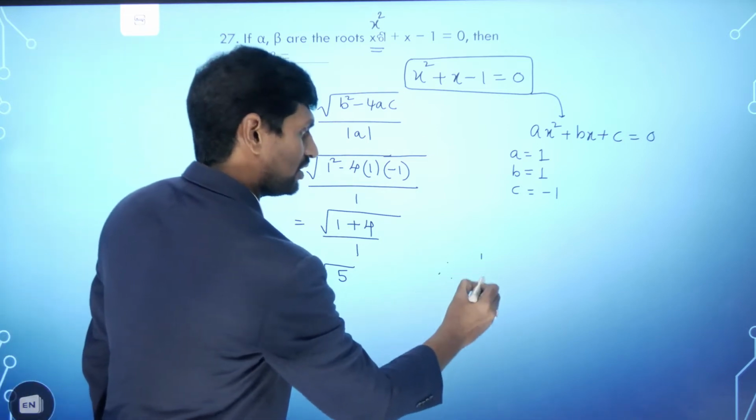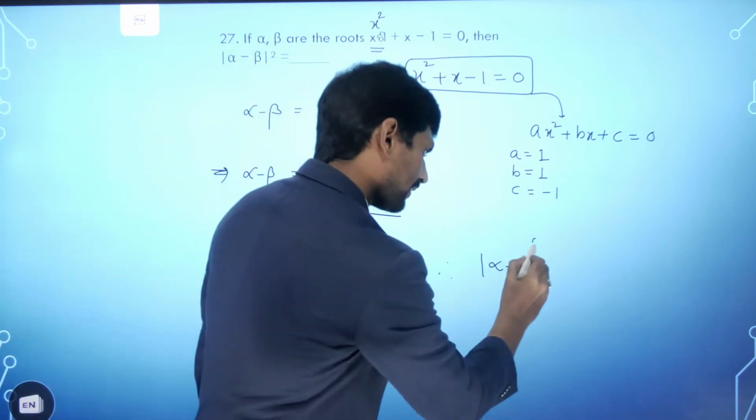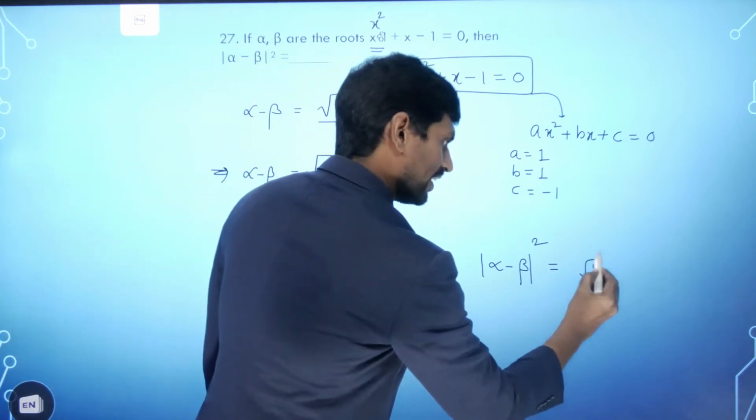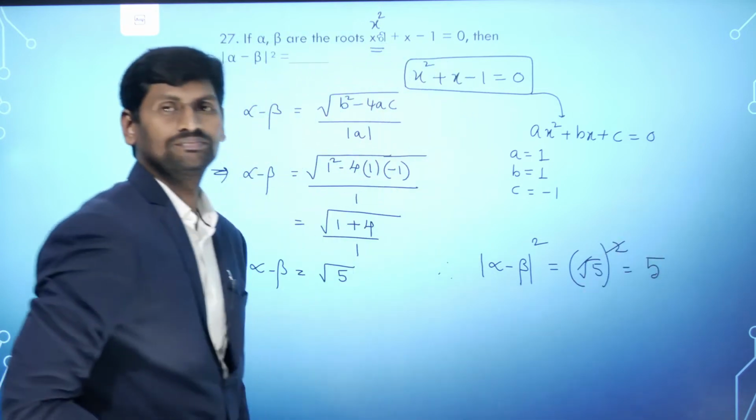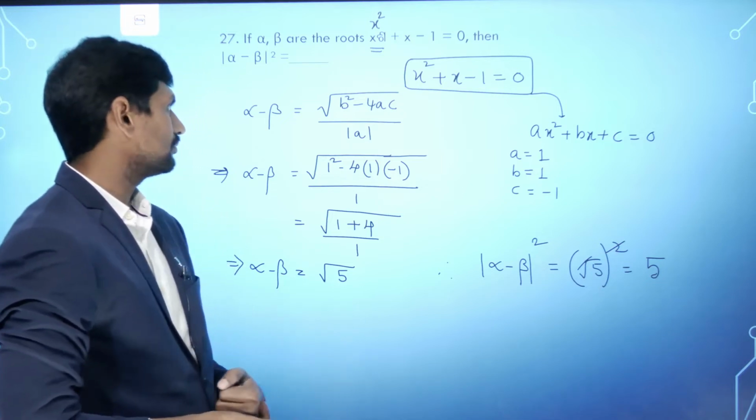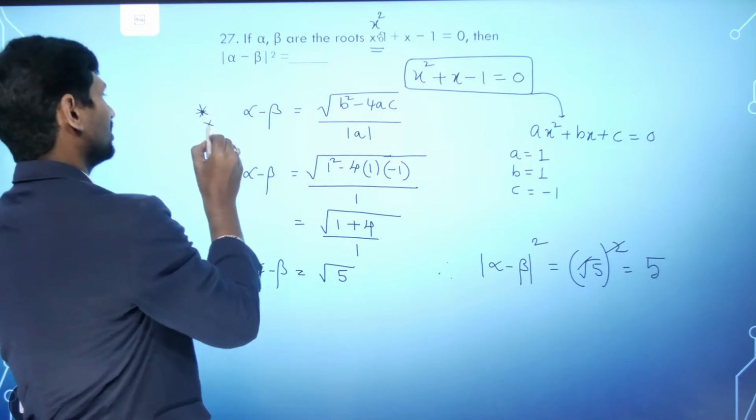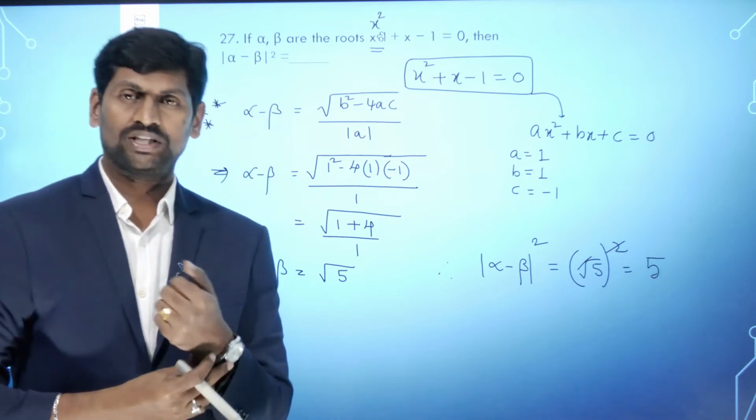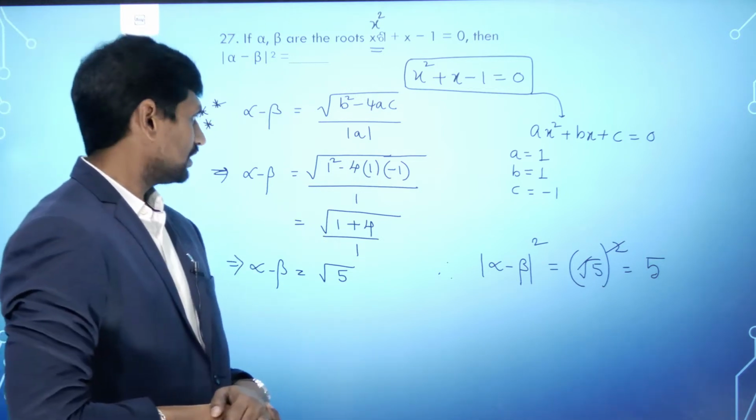But we need to find alpha minus beta whole square. What is that difference? Root 5. Root 5 whole square. Square and root cancel. Our required answer is 5. You should remember this formula. We have already discussed it so many times in our previous class. Difference of roots is root over b square minus 4ac by modulus of a. Now please note it.